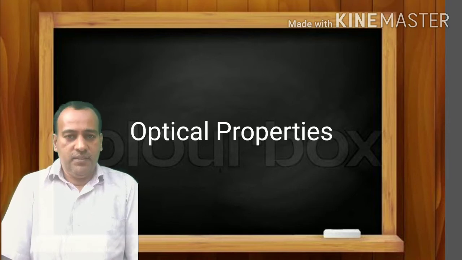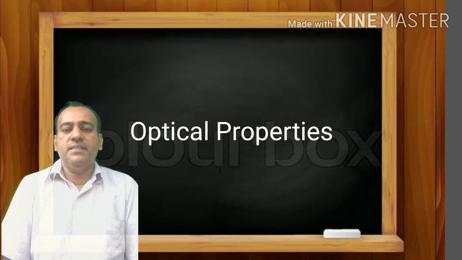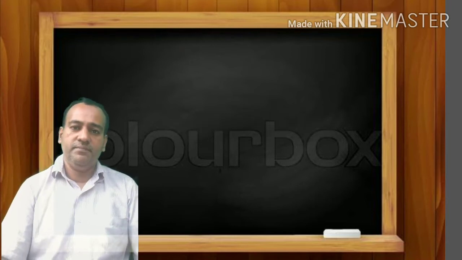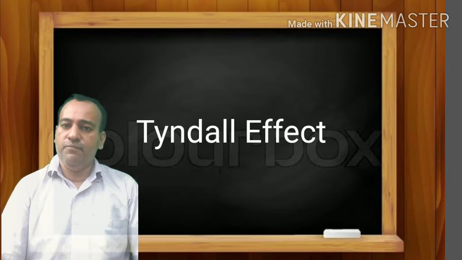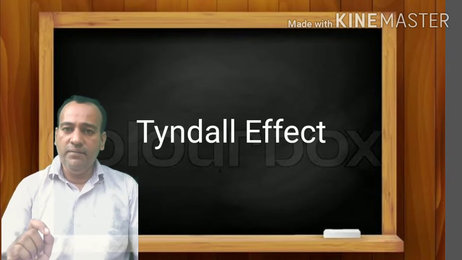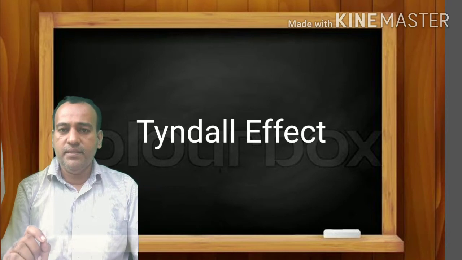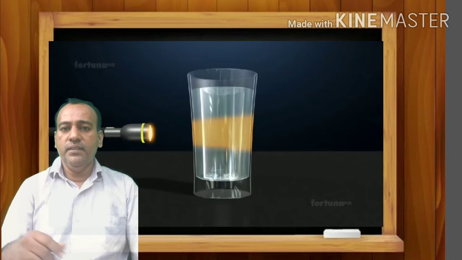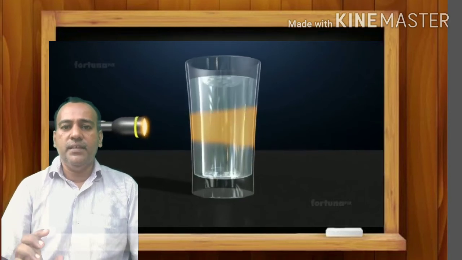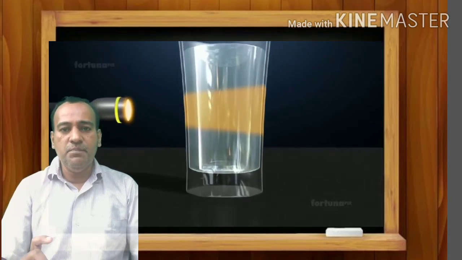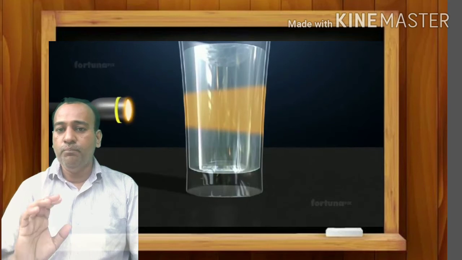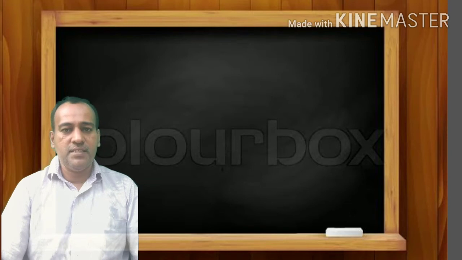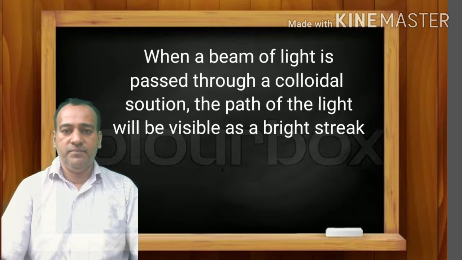What are optical properties? The properties which are related to light are called optical properties. The first one is the Tyndall effect. When we pass a beam of light through a colloidal solution, the path of the light will be visible as a bright bluish light. This effect is called the Tyndall effect.